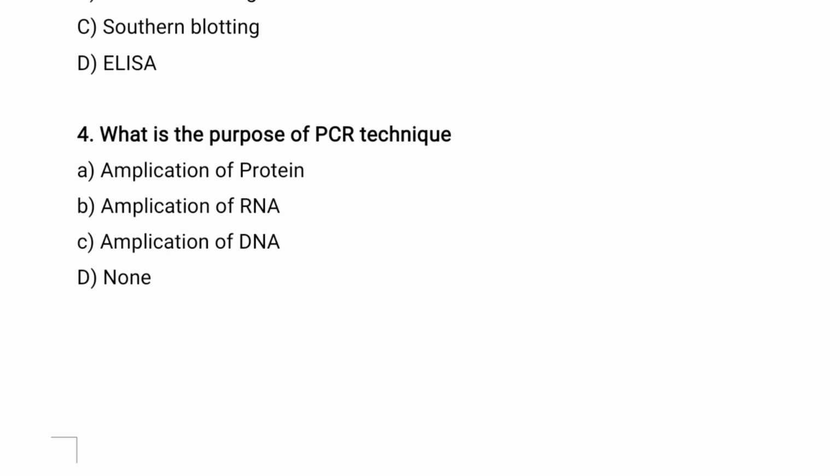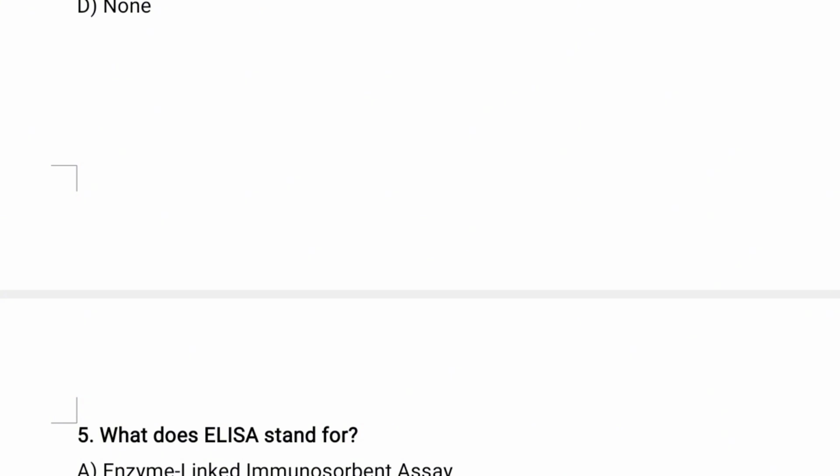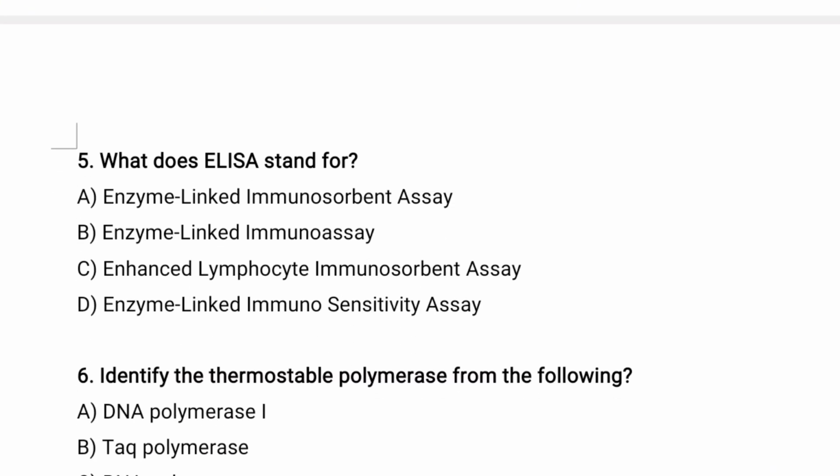What is the purpose of PCR technique? Options are amplification of protein, amplification of RNA, amplification of DNA, none. So here the DNA is amplified by using a technique PCR. Let's see the next question.